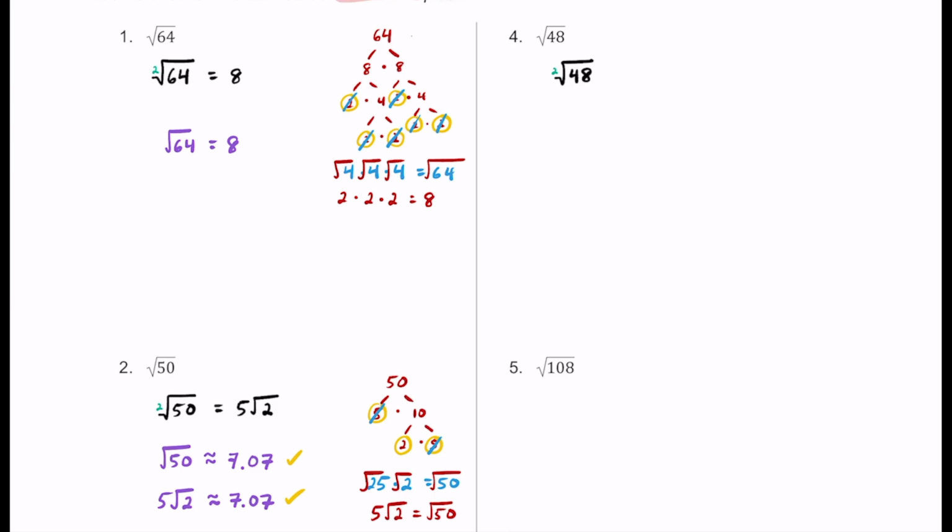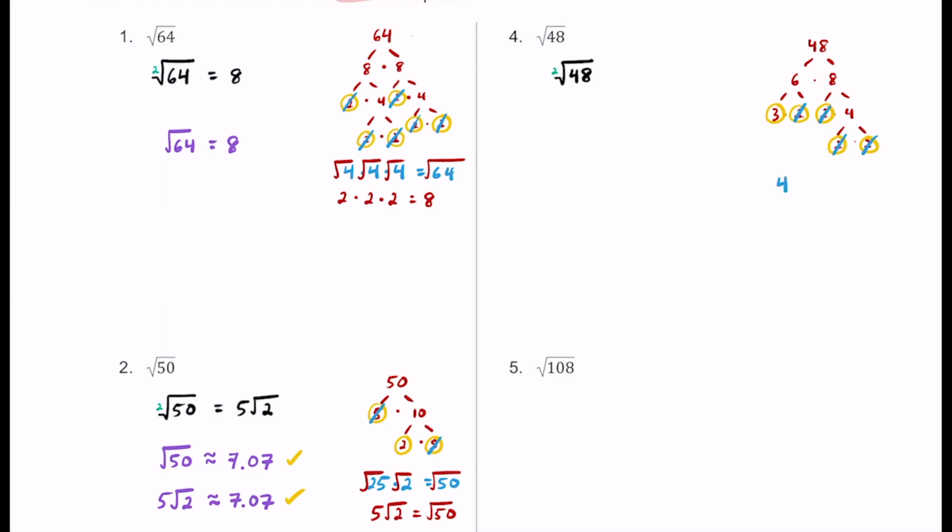And so let's see, 48 can break down into 6 times 8, that's 48. 6 will break into 3 times 2. 8 can break into 2 times 4. And 4 will break into 2 times 2. So here are all our prime factors. We have a 3, a 2, a 2, a 2, and a 2. Remember, every 2 matching numbers are going to tell us a perfect square. So a 2 and a 2 is going to make 4.